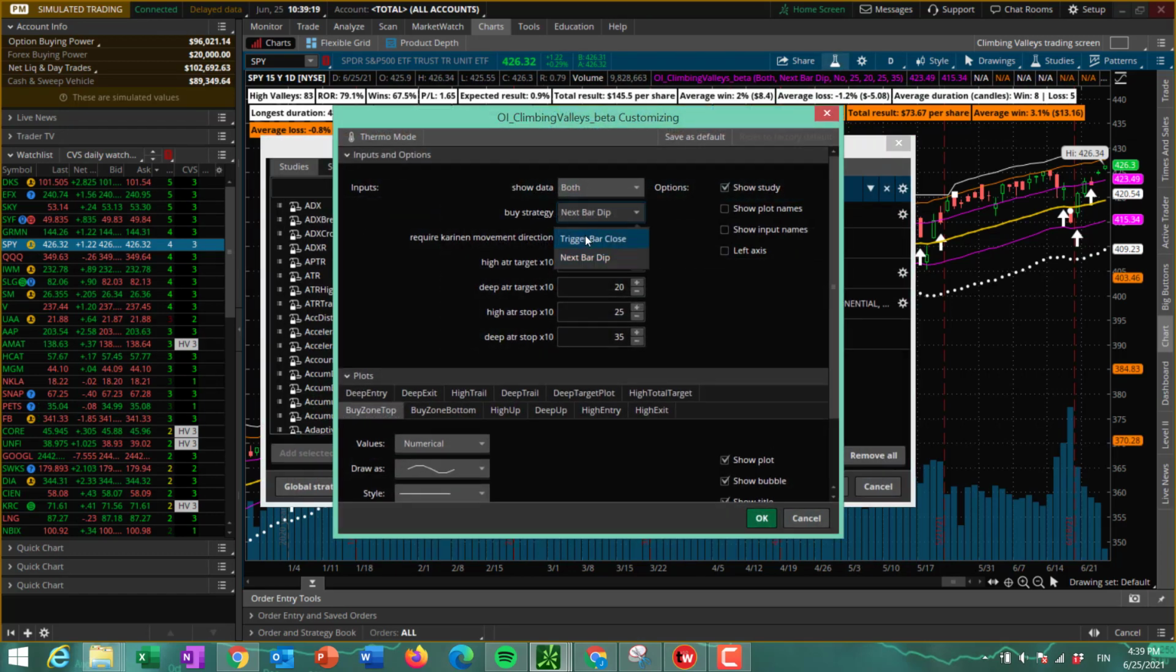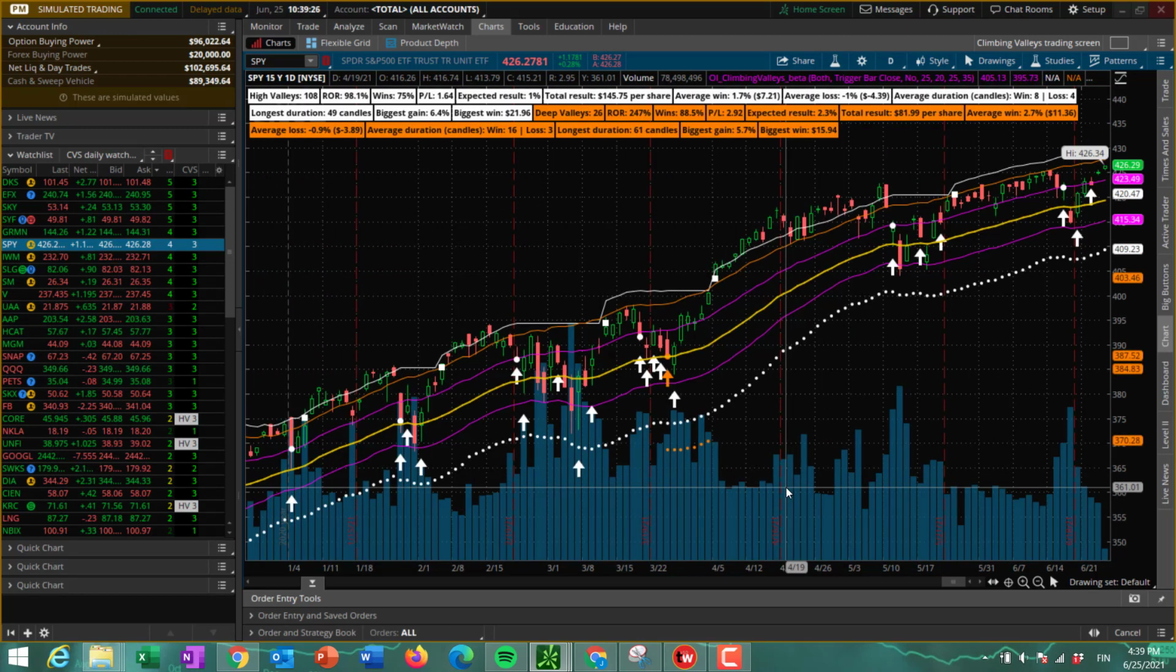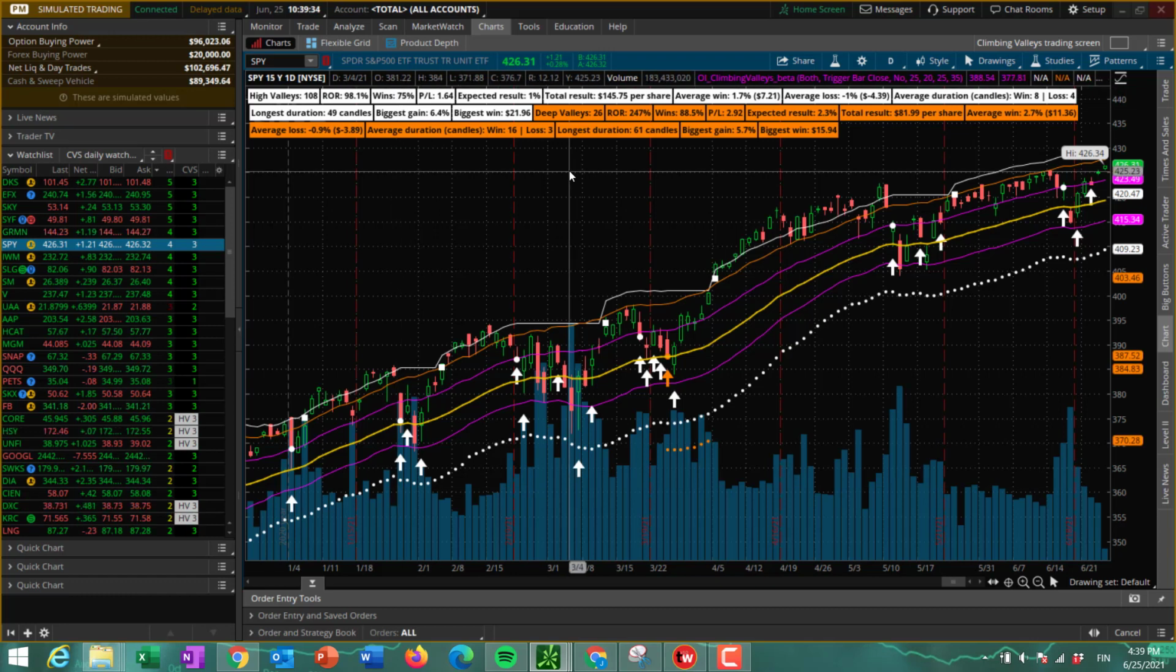You can choose the mode. If you're watching the charts, you want to go with trigger bar close. If you're not watching the charts around the daily close or the close of the bar, you may want to use the next bar dip setting. Also playing with that, yeah, okay, 75% here. So I just remembered wrong.